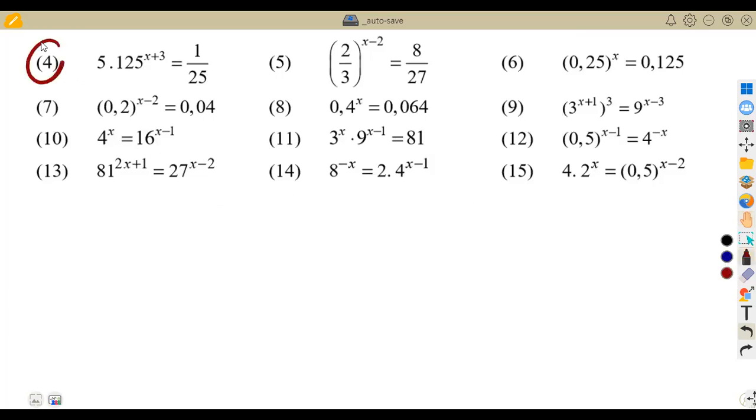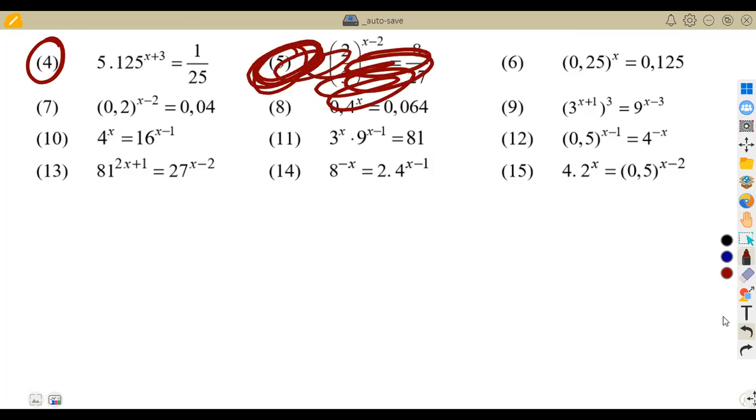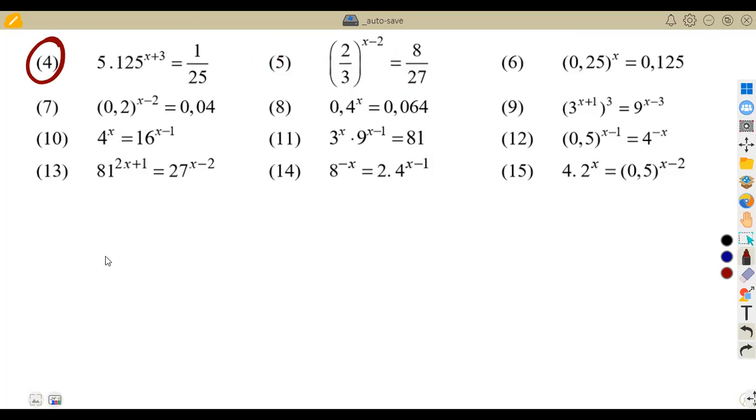All right, let's see question number 4. What are they trying to say here? 5 multiplied to 125 to the exponent of x plus 3 must be equal to 1 over 125. We still have the same thing. You're going to see it's going to be a different scenario with this one. I'm going to explain that type of question. But for now, let's see this one.